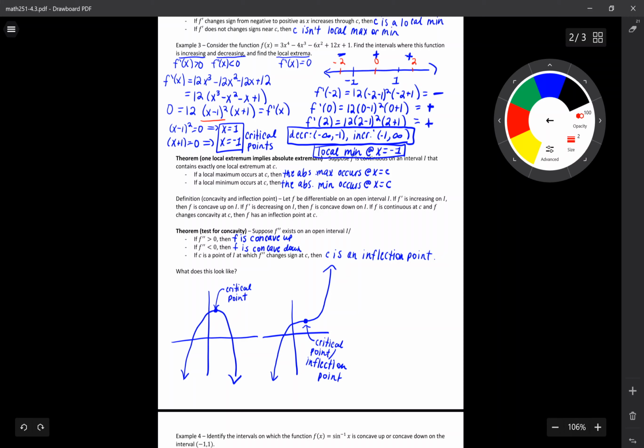So from here on over, I am concave down because it kind of looks like one side of an upside down U. So here I'm concave down. And then over on this side of my critical / inflection point, this is what it looks like to be concave up. It looks like a right side up U. So this is concave up. So because I changed from concave down to concave up, that means that this critical point is also an inflection point.